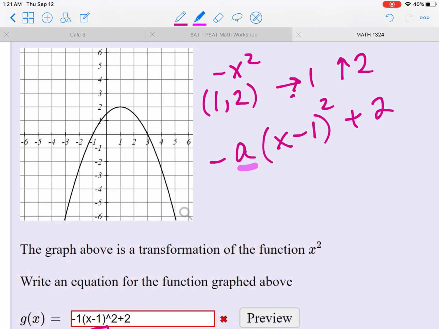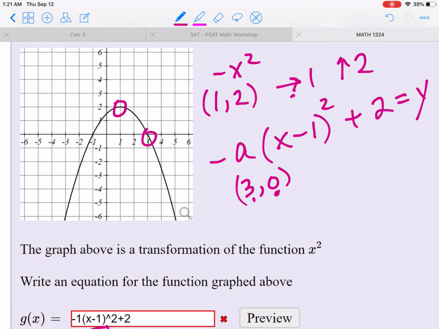And so to determine what a is, you would pick a point on the graph. Not the vertex, because if I plugged in 1 into here, you're not going to be able to solve for a. So just pick any other point than the vertex. For example, this point, which is the point (3, 0), so x is 3, y is 0, and you set this equation with those values, 3 for x and 0 for y.